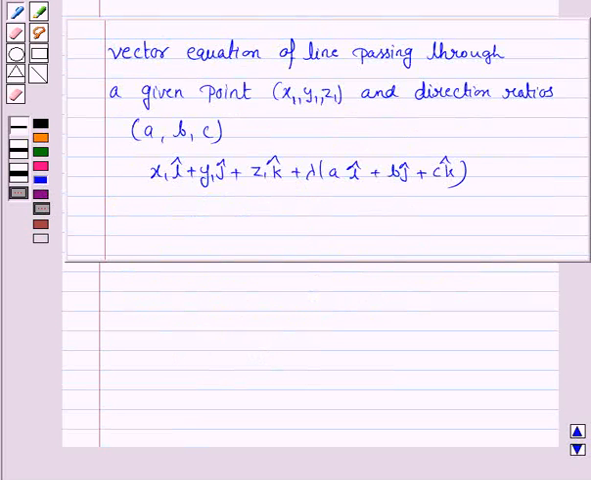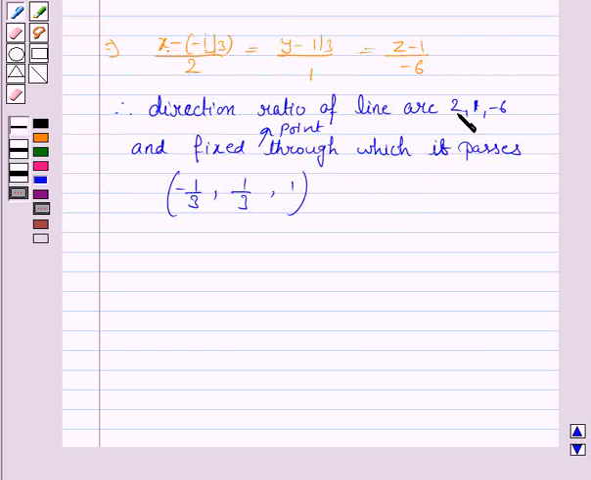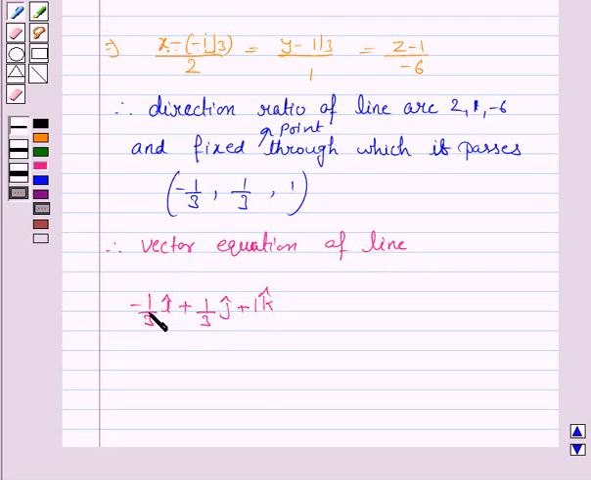Now we have to find the vector equation of the line. The vector equation of the line passing through the point (x1, y1, z1) with direction ratios A, B, C is given by x1 i cap plus y1 j cap plus z1 k cap plus lambda times (A i cap plus B j cap plus C k cap). So here the direction ratios are 2, 1, minus 6 and the fixed point is minus 1/3, 1/3 and 1. So the vector equation of the line is minus 1/3 i cap plus 1/3 j cap plus 1 k cap plus lambda times (2 i cap plus 1 j cap plus minus 6 k cap).